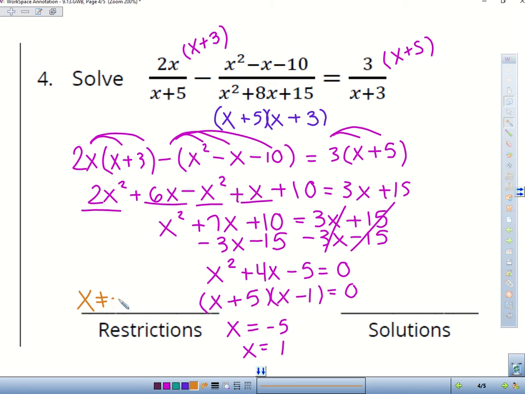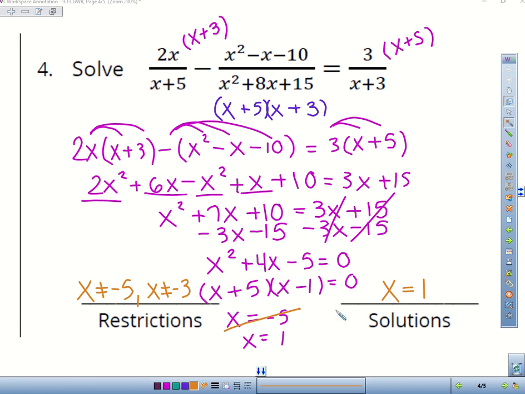What were the initial restrictions? Negative 5 and negative 3. So what is the only real solution here? Not negative 5, the 1, because that's the only one that didn't get rejected by the restrictions, right? Do you all understand why that is? Okay. Alright.